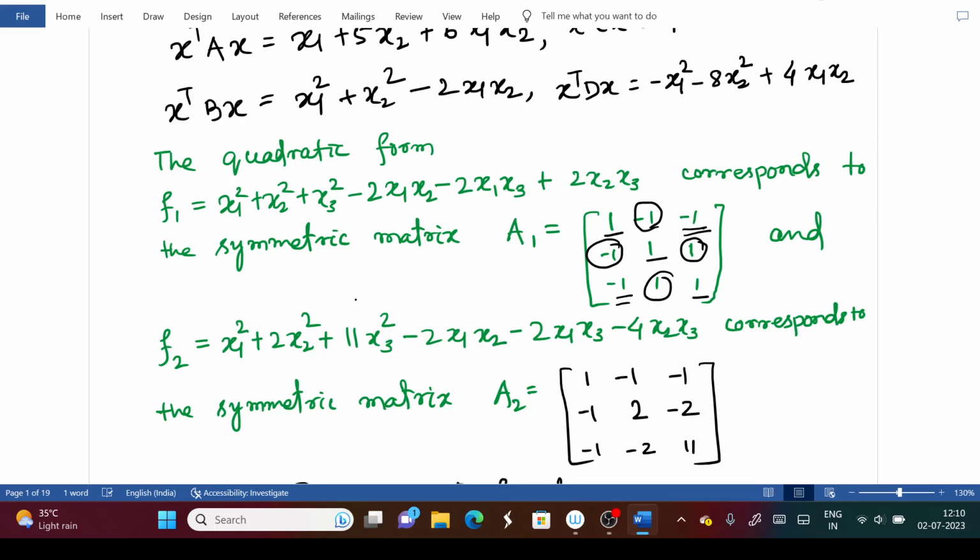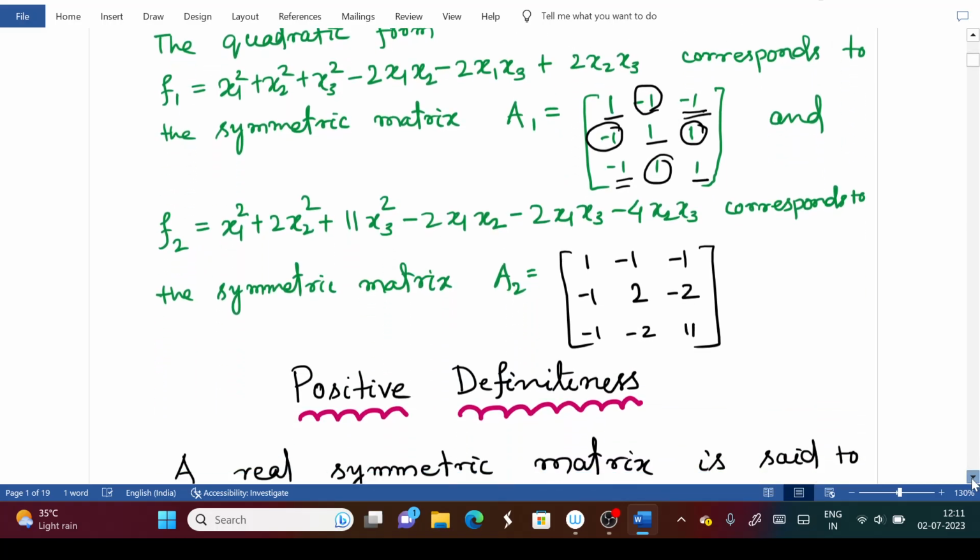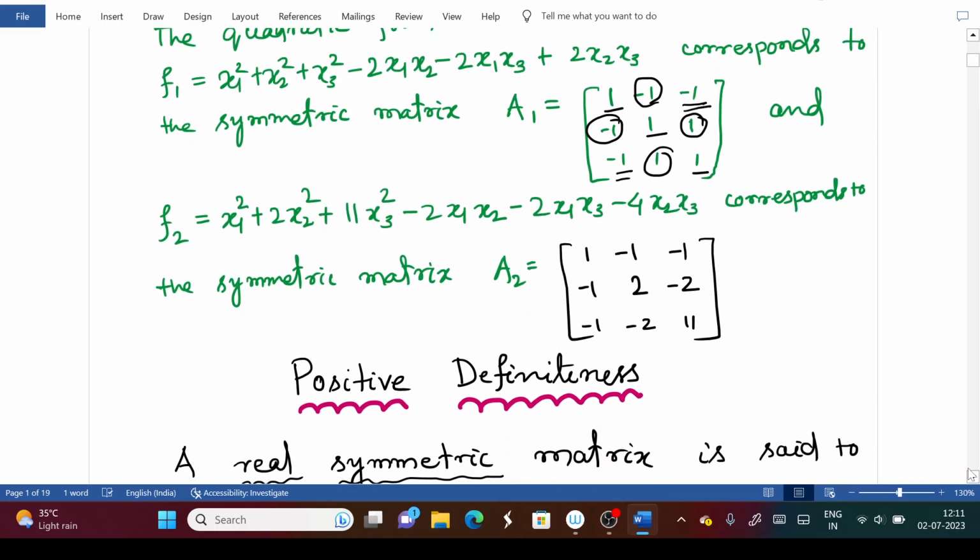Similarly, in this one the diagonal elements of the matrix are 1, 1, 1, the 1,2 and 2,1 positions have minus 1, minus 1, the 1,3 and 3,1 positions have minus 2, minus 2, and the 2,3 and 3,2 positions have minus 2, minus 2. Observe the same. So here we could see how to write the quadratic form from a matrix, and how to write the matrix from a quadratic form.